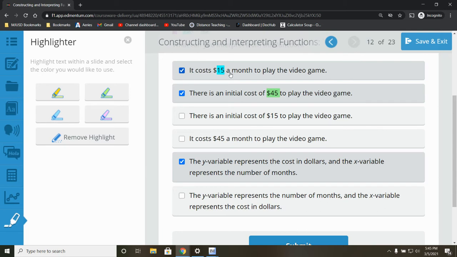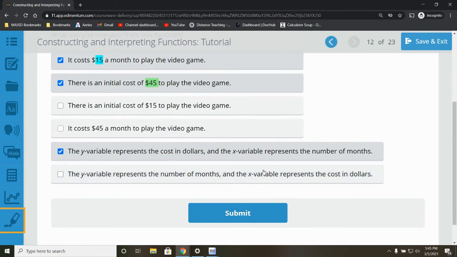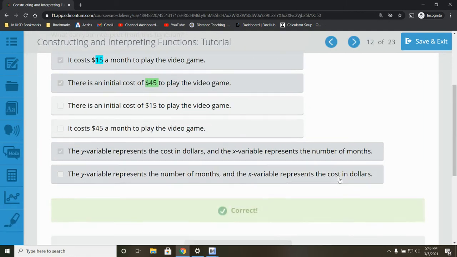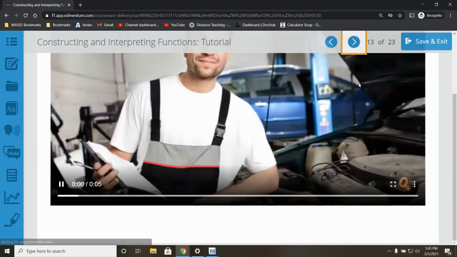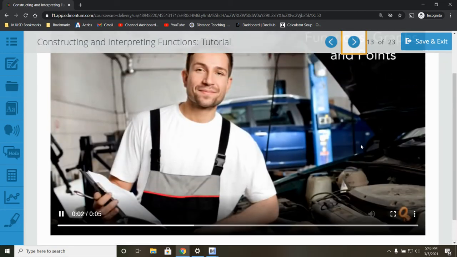Basically, think of it as step 1, find the rate. Step 2, find the y-intercept. And step 3, solve for the y variable and the x variable. I misspoke. First, identify what's what. All right, now we can move on.